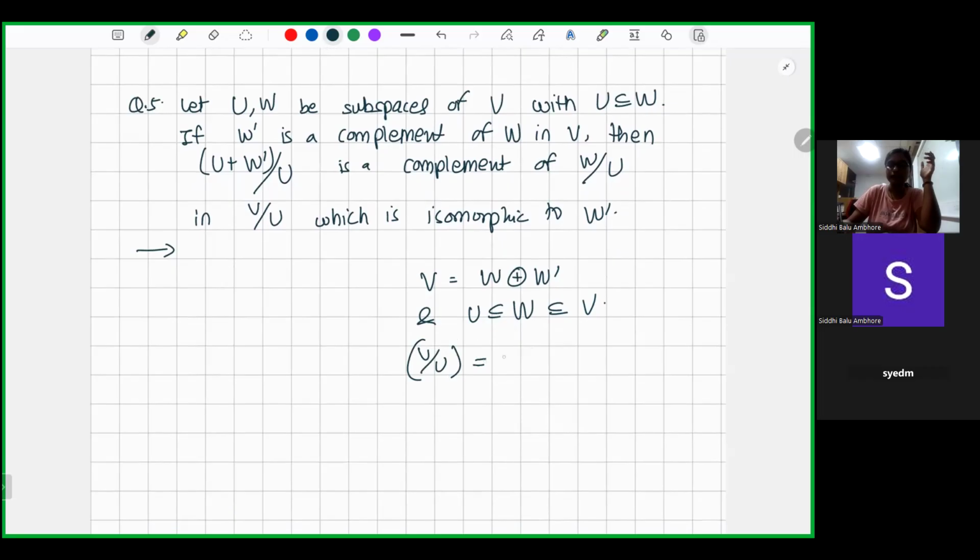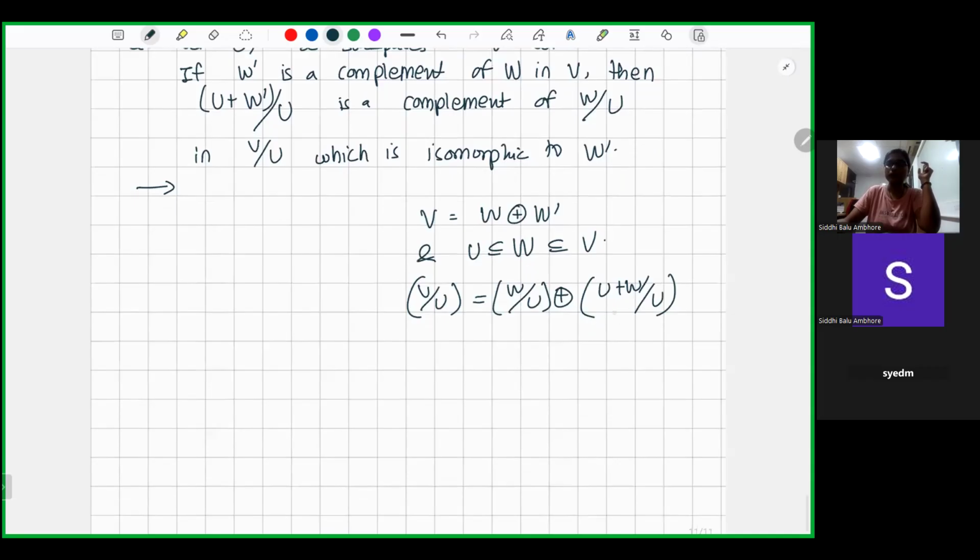And since W is in U, this W quotient U will make sense. And this will be the direct sum of this U plus W dash quotient U, okay? I mean, we are doing this U plus W dash quotiented by U because the U is contained in W, right?